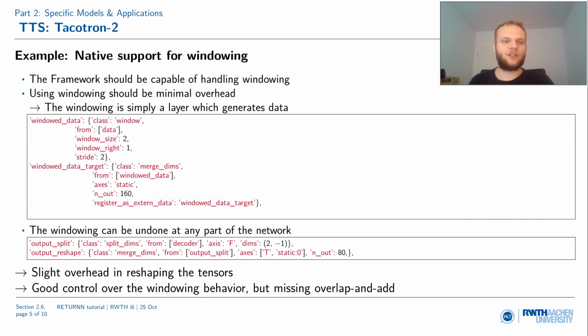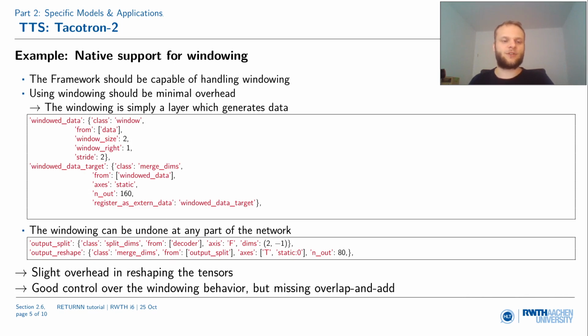The first example we want to give here is the native support for windowing. What we mean by this is that the framework should be capable of handling windowing in an easy and flexible fashion. In RETURNN we use a window layer to split the features for the decoder target into, for example, groups of 2, by setting the window size to 2 and the stride to 2, and then merging the resulting window axis into the features, so that we can now predict 2 features at a time as output for the decoder.